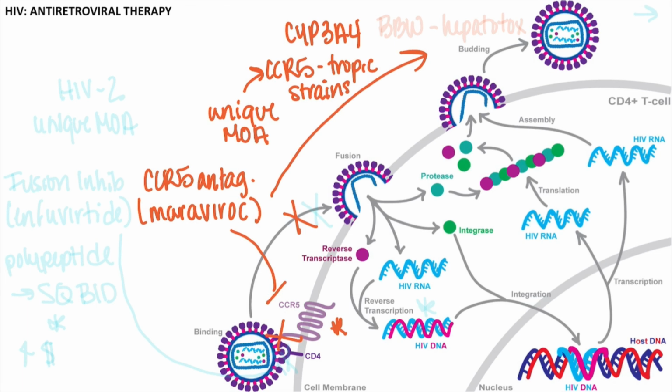And this agent does come with a black box warning for hepatotoxicity. That is preceded by a severe rash, so counseling to watch for this will be important. The next agent on this slide that we will discuss is a fusion inhibitor. And the example here is enfuvirtide.